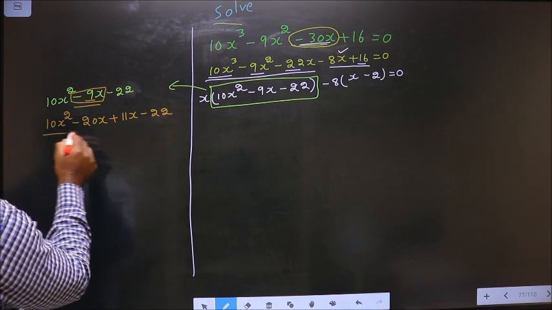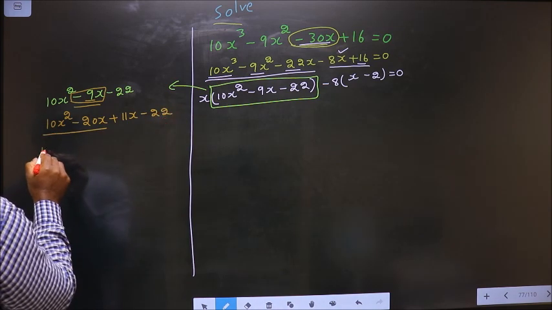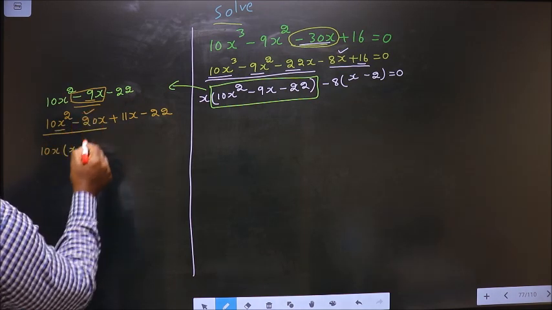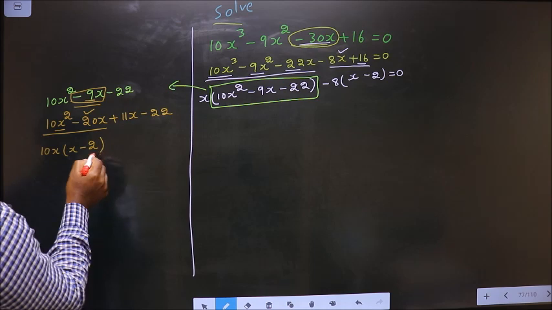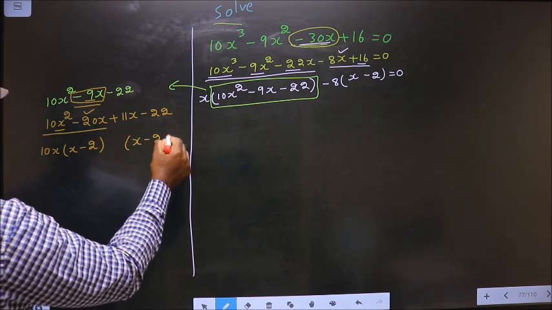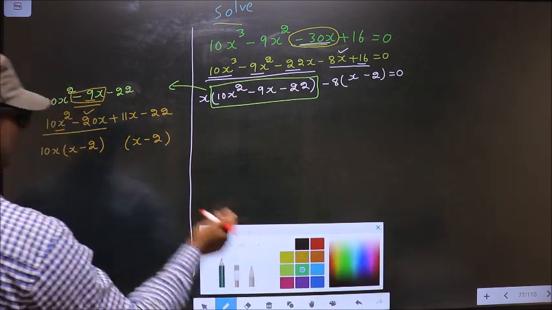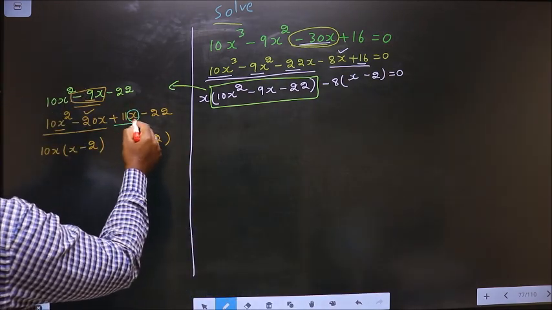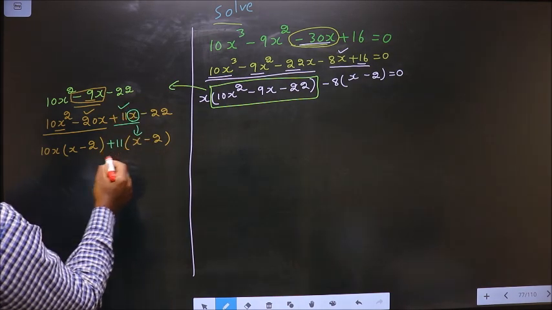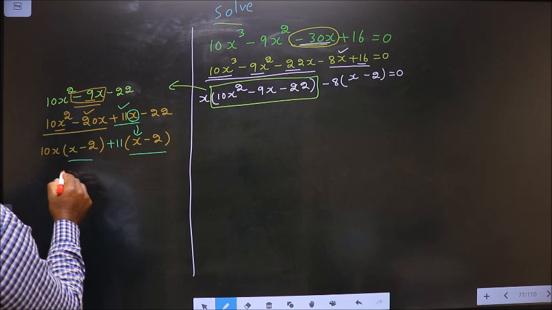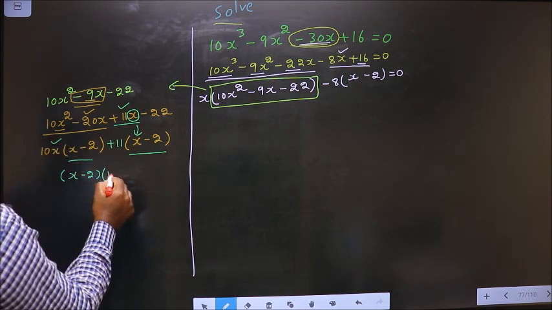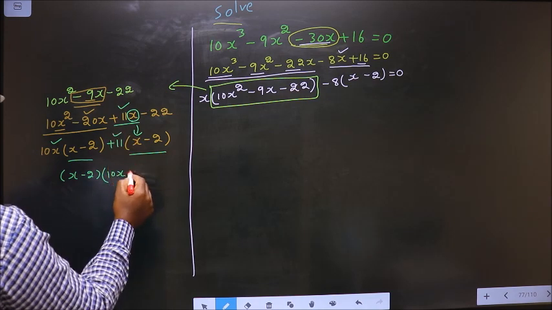Now, what can be taken out common from these two terms is 10x. Here we get x, here we get minus 2. Whatever we have got here, here also we should get the same thing. Now, from this, x has gone inside, so outside you are left with plus 11. Now you take out x minus 2 common. So here you have 10x and here you have plus 11.